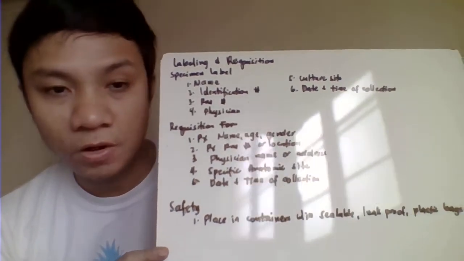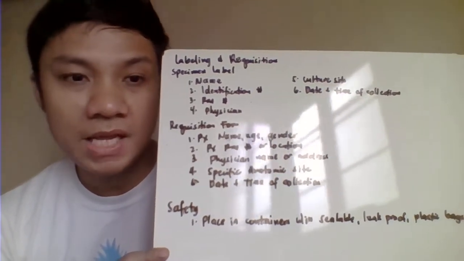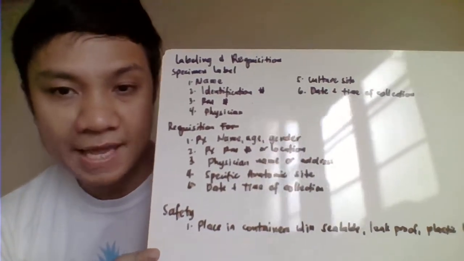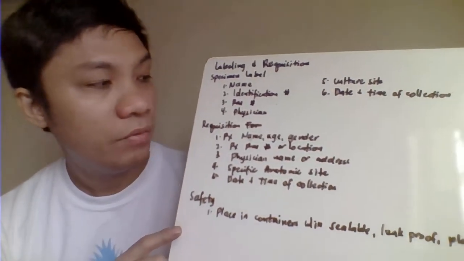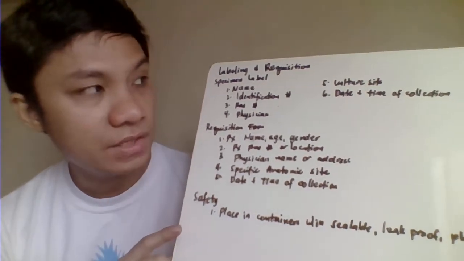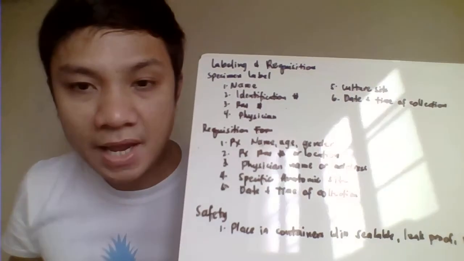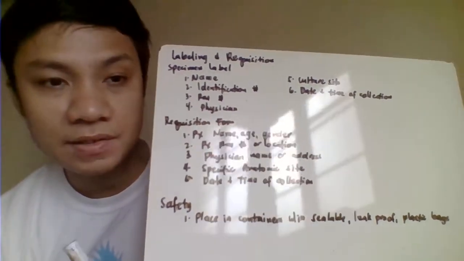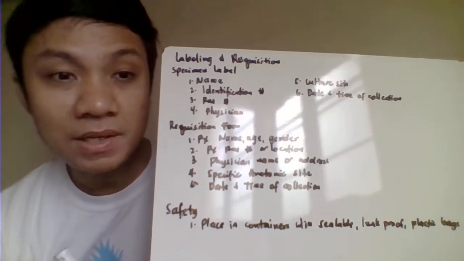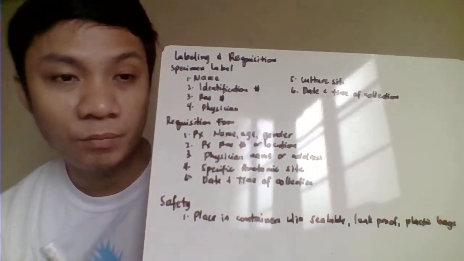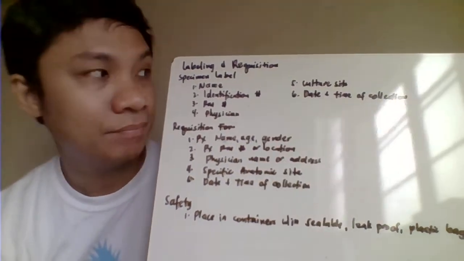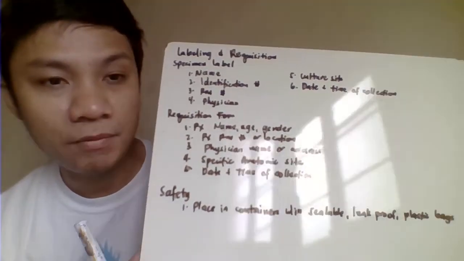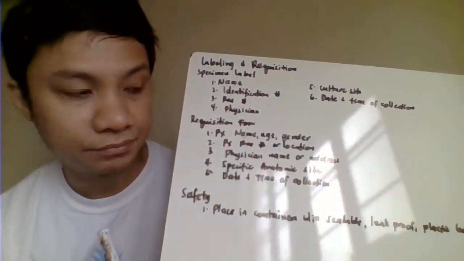It contains all the complete patient's information. This includes the name, the identification number. We have also the room number, and the physician. The culture site is very important. You need to indicate where, or what anatomic site, you collected the specimen from. Then of course the date and the time of collection should also be indicated.